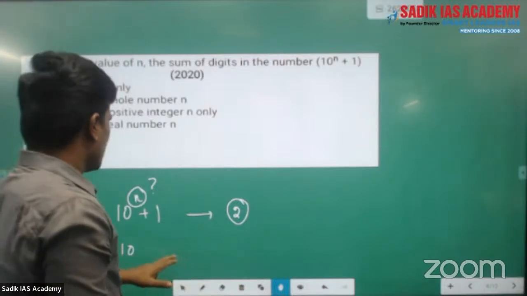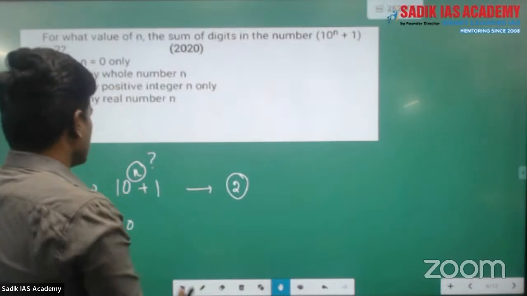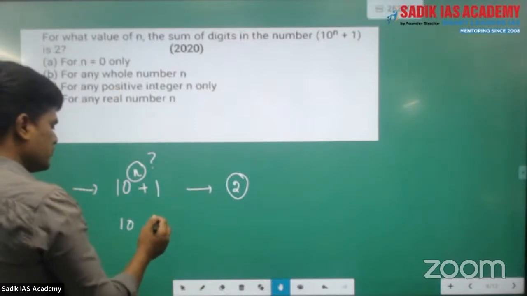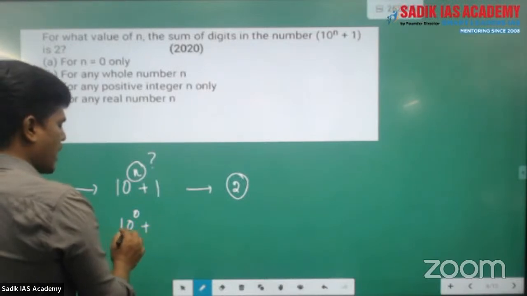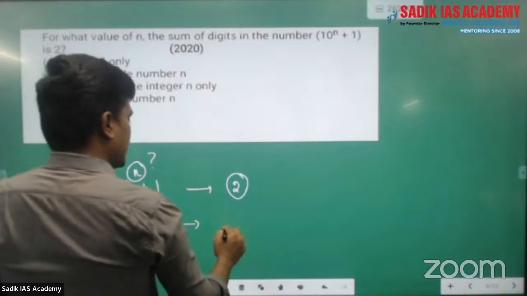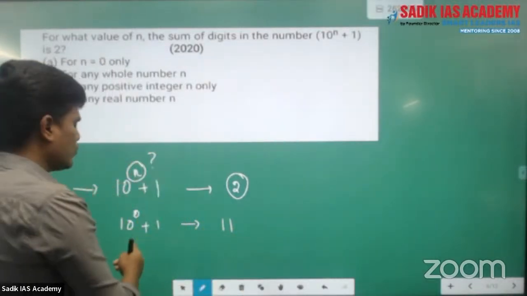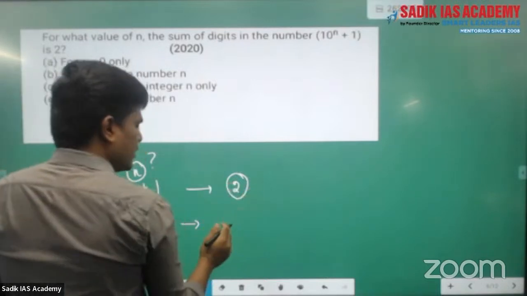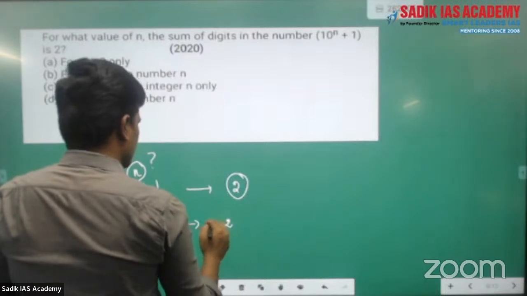Is this condition true only for option 1, n equal to 0? If I take n equal to 0, that means 10 power 0 plus 1. Anything power 0 is 1. So 1 plus 1. Sorry, not 11. 1 plus 1, if I add, what I'm getting? 2.